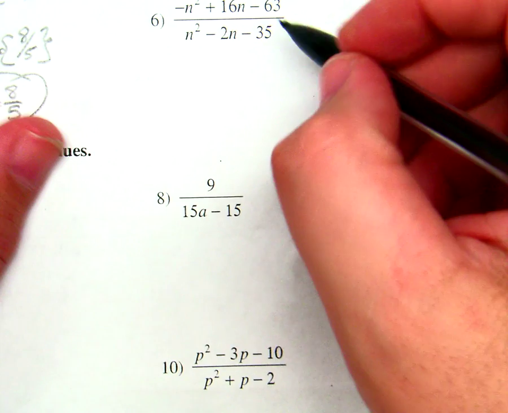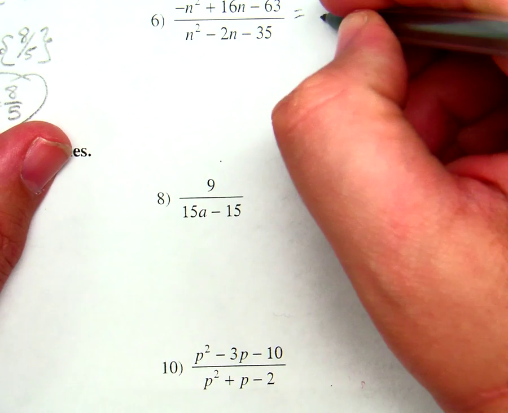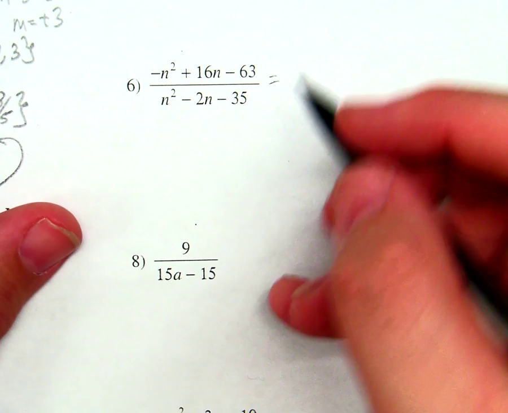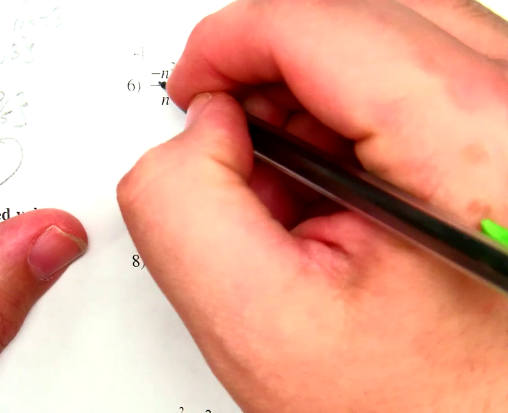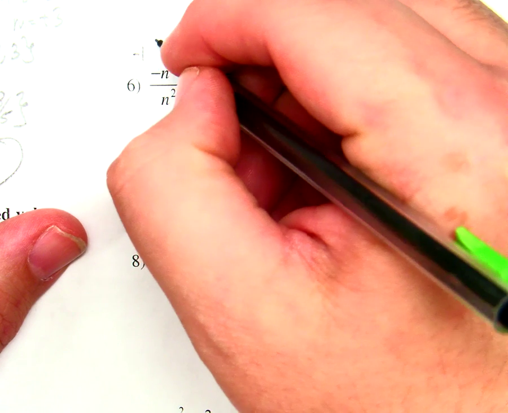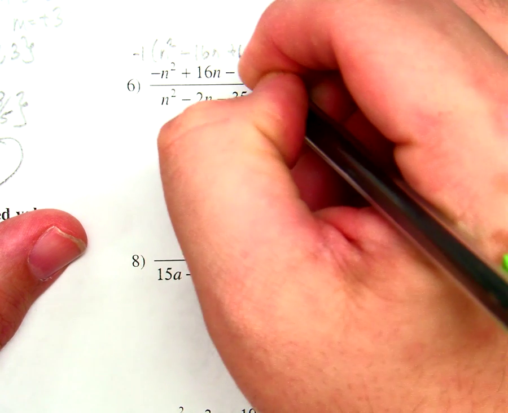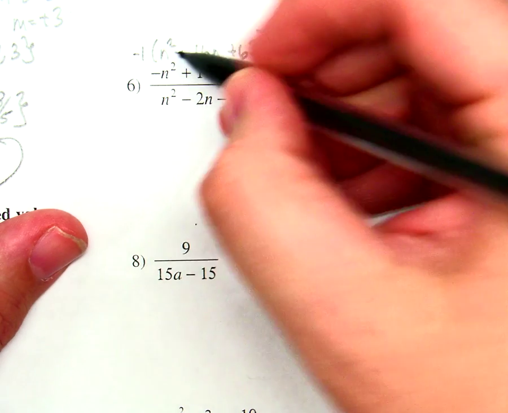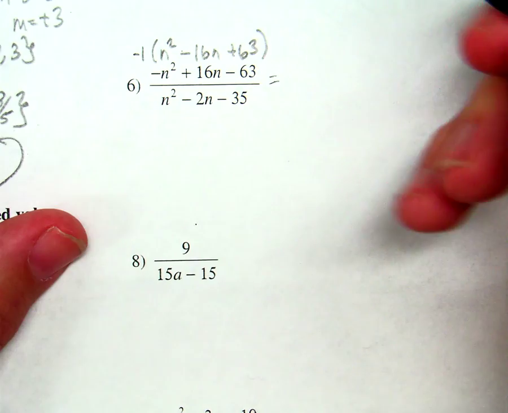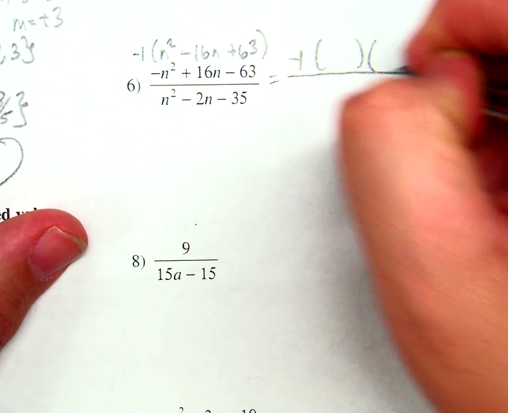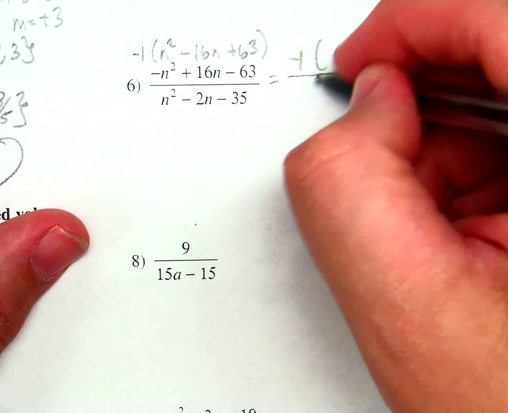Now, factor everything. First thing I'm going to do with number 6, I'm going to factor out a -1 up top because I don't like using the negative here. And that'll change it to n squared minus 16n plus 63. So all factoring out a -1 does is change the signs. So I'll get a -1 times two things here, and then I'm going to get two things down here.